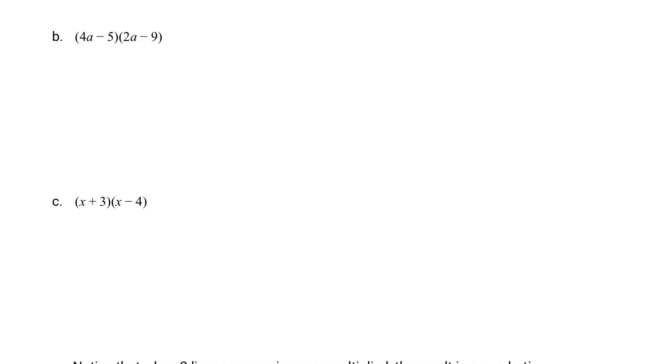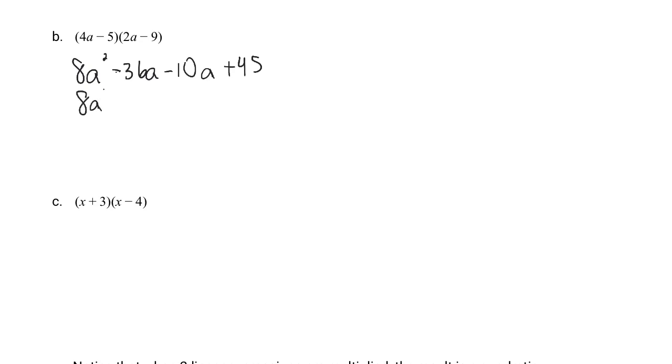Okay, I'm going to use the FOIL method. 4 times 2 is 8. a times a is a squared. 4 times negative 9 is minus 36. And then the a comes along. Negative 5 times 2a is minus 10a. Negative 5 times a negative 9 is plus 45. That'll be the most common mistake, is to forget the signs. Please don't do it.